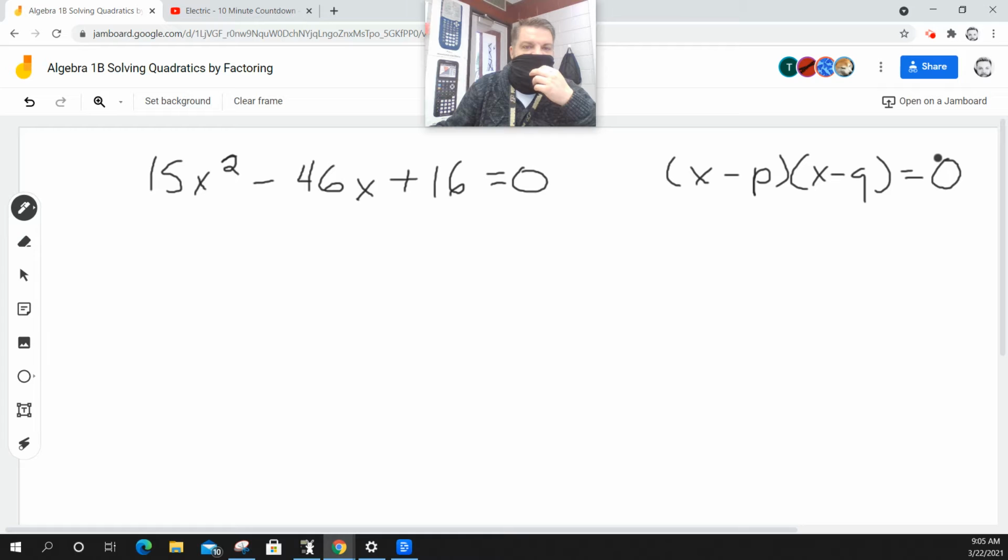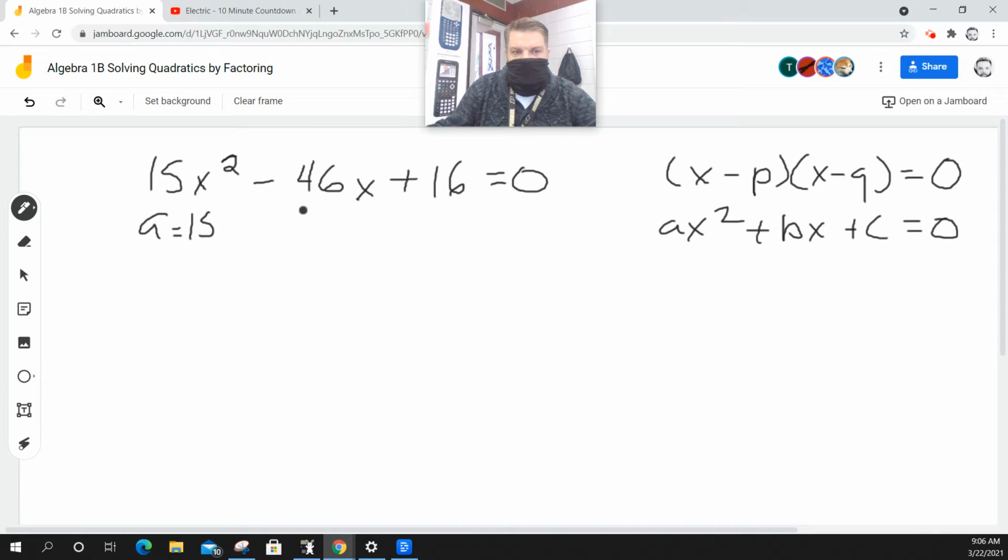Now, one thing that I could do that might help is I could employ the AC method. Now, the AC method works when I say a is the coefficient in front of the x squared term, right? In other words, we're looking at it like this: ax squared plus bx plus c equals 0. Well, a equals 15, b equals negative 46, and c equals 16. Okay?